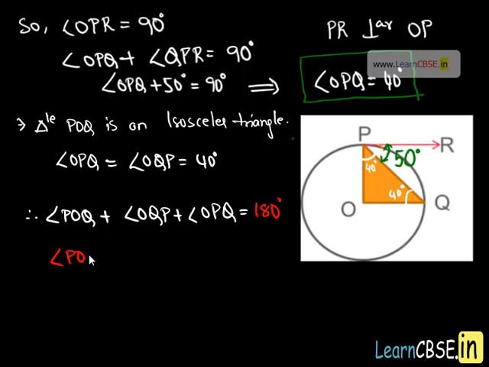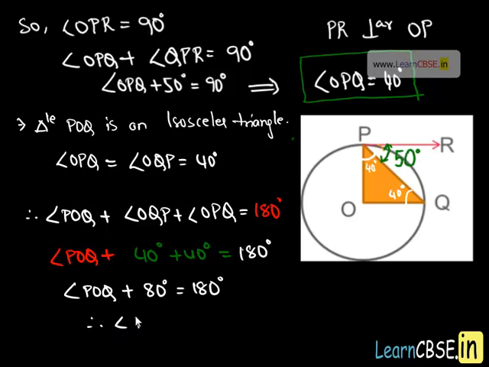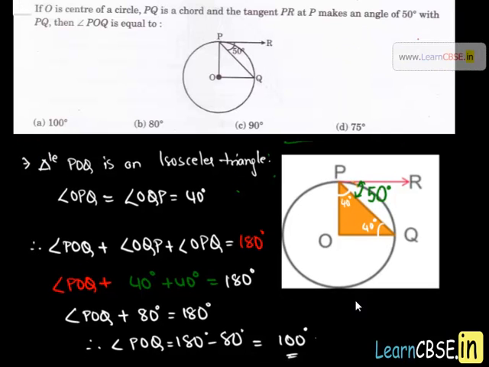We don't know angle POQ, so we write it as it is, but we have angle OQP and angle OPQ as 40 degrees each. Therefore, angle POQ plus 40 plus 40, that is 80 degrees, is equal to 180 degrees. Therefore, angle POQ is equal to 180 degrees minus 80, which is 100 degrees. So angle POQ is equal to 100 degrees, which is option A. This completes our solution.